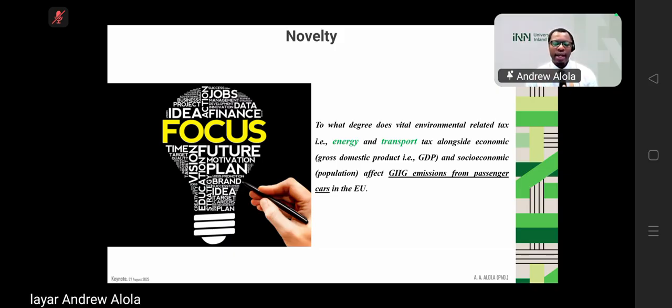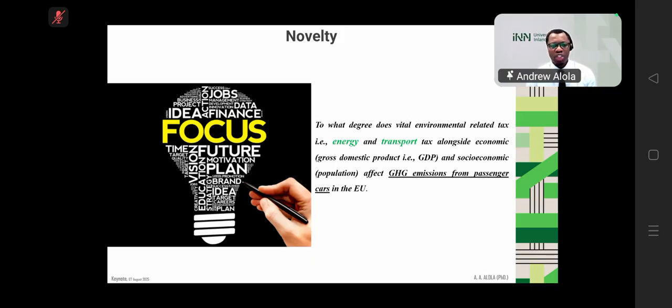So we are looking at whether the policy of energy tax and transport tax in the EU is able to reduce emission, not just ordinary emission per se, but emission from passenger cars. So emission from passenger cars first in the countries with a high number of passenger cars. Also, we'll look at that again for countries with a low number of passenger cars. And that is what is new in this discussion.